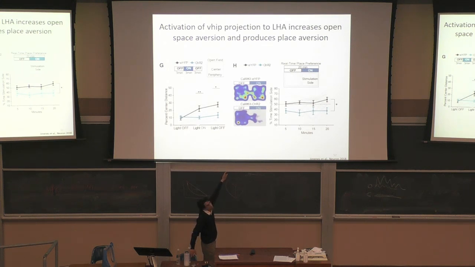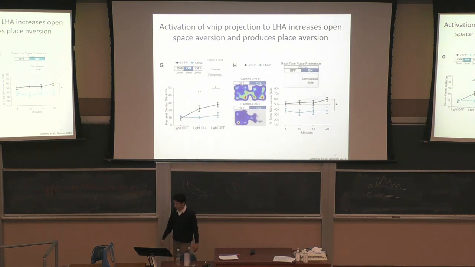And then it also seems to cause real-time place aversion. So here what's happening is, when the mouse is in this place, nothing is happening. And whenever the mouse enters this other place, there's optogenetic activation of the ventral hippocampus pathway to hypothalamus. And then the mouse avoids this place. The mouse spends more time in the place where you don't have stimulation. So whenever he goes here, there's stimulation of the hippocampus pathway to hypothalamus, so then the mouse somehow doesn't like that, so avoids that place.